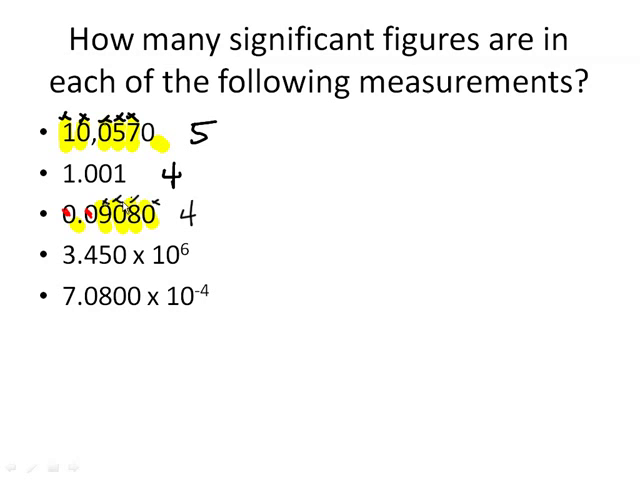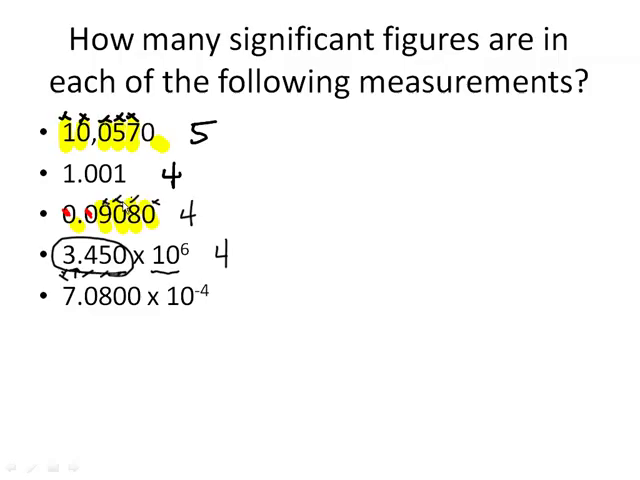In 3.450 times 10 to the 6th, I've got a significant figure here with the 3, one with the 4, one with the 5, and because I had a decimal point explicitly stated, this trailing 0 counts as well. What about this stuff out here? Does that count as significant? Well, no, it doesn't. That's just telling you how many placeholders you have. So for significant figures in scientific notation, I'm only looking at the number out front. And that has 4 sig figs.